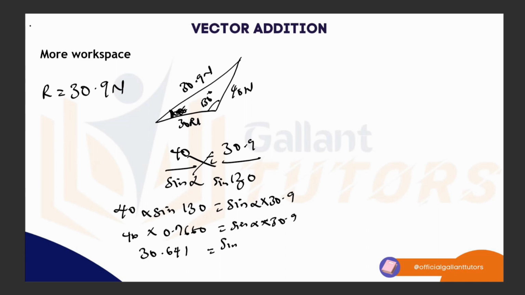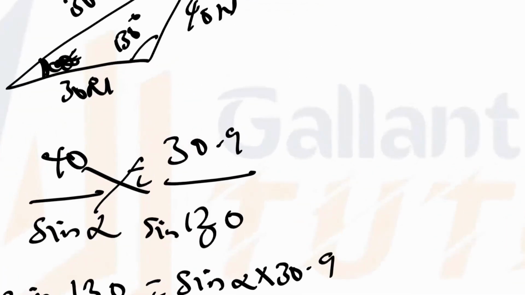So sine alpha times 30.9 is equal to 30.641. Divide both sides by 30.9, you get 0.9916, right? 0.9916 equal to sine alpha.